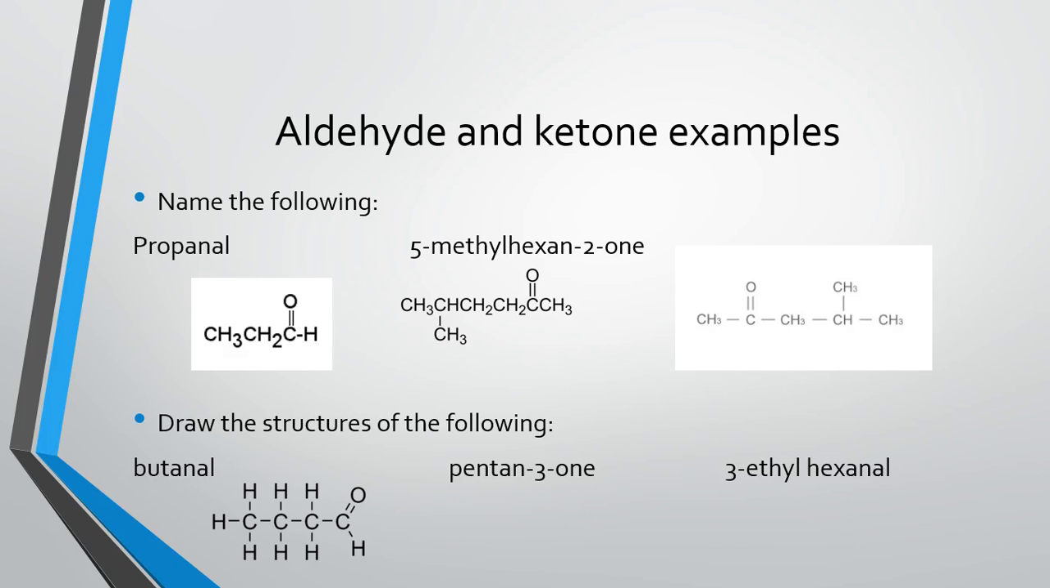The longest chain is 6 carbons. Okay, so it's a hexane. And then on the 5th carbon, there's a methyl group. So I would call this 5-methylhexane 2-one. And then below, I showed the structure of butanal. Okay, and again, it doesn't matter which end you put the carbonyl group on for an aldehyde, it's on the end, and that's by definition the first carbon.